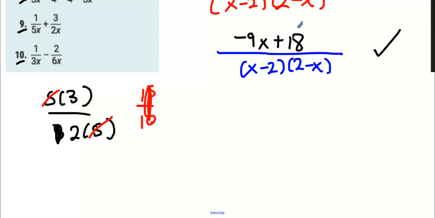9 is a bigger number. You're right, the biggest number. So I'm actually going to take out minus 9. And look what happens when I take out minus 9. Minus 9 multiplied by what gets you x? 9x. X. Minus 9 multiplied by what gets you 18? Plus 2 or minus 2? Would everybody agree with that? If you multiply that back out, it turns into that.